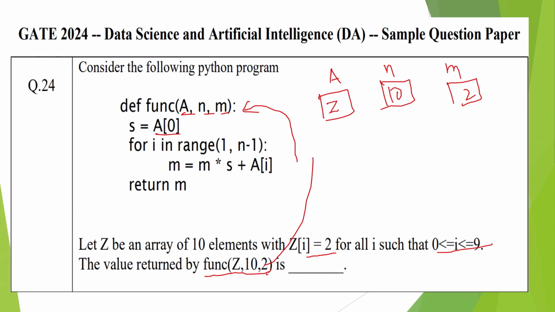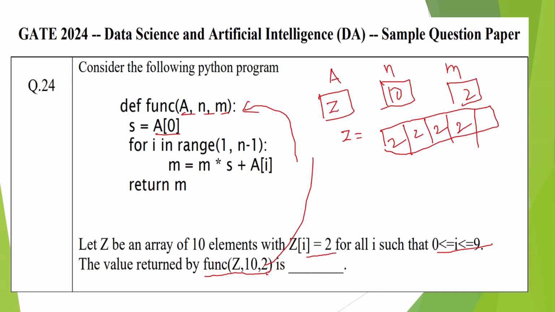Okay. So initially, what is z here? z is equal to 2 for all values. In z all the values are 2, at locations 0 to 9. That is the meaning of this: z of i is equal to 2 for all i such that i is greater than or equal to 0 and less than or equal to 9.